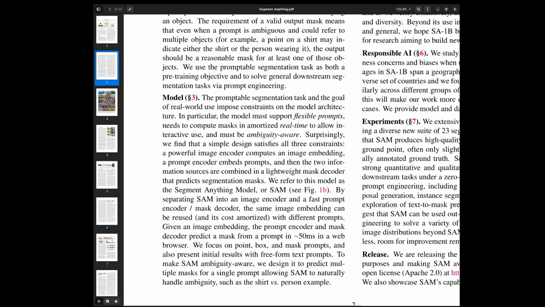Surprisingly, we find that a simple design satisfies all three constraints. A powerful image encoder computes an image embedding. A prompt encoder embeds the prompt, and then the two information sources are combined in a lightweight mask decoder that predicts segmentation masks. We refer to this model as the Segment Anything Model, or SAM. By separating SAM into an image encoder and a fast prompt encoder and mask decoder, the same image embedding can be reused. Okay, so this is the thing that we were talking about before. With different prompts. Given an image embedding, the prompt encoder and mask decoder predict a mask from a prompt in 50 milliseconds in a web browser.